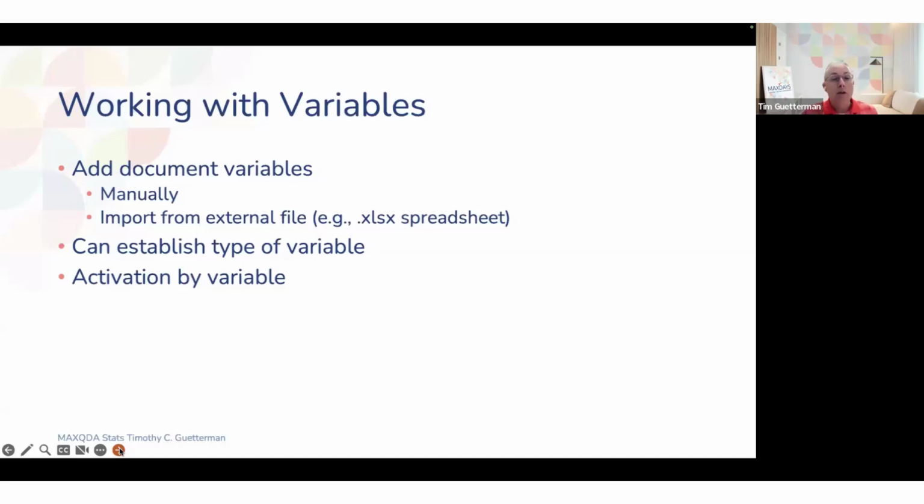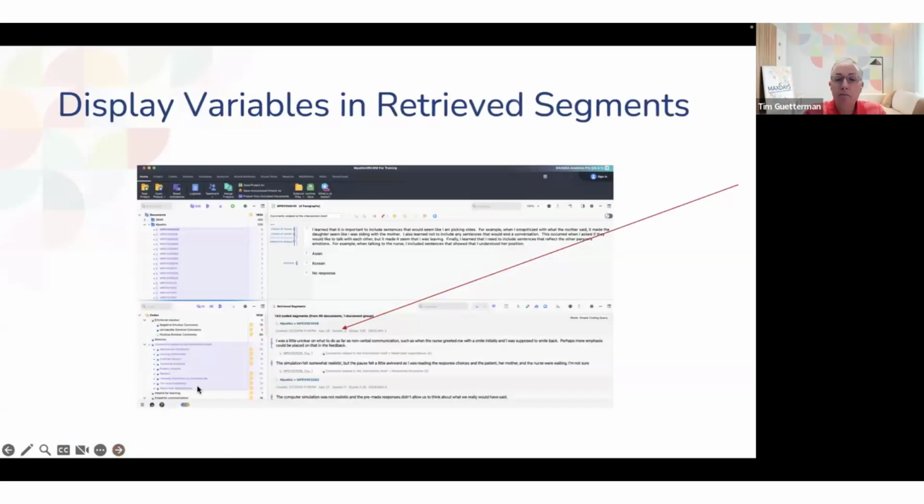So, for example, you could activate your documents by a variable. You could say that I want to activate everyone who identifies as male or female, or I want to activate individuals who are less than 35 years old, or I want to activate, in more of a mixed method study, those who scored highest on a performance measure or something like that. So we'll look at those features as well.